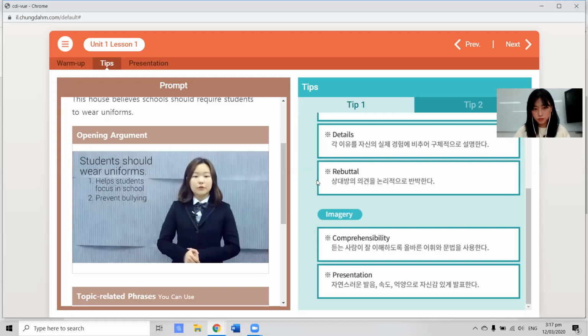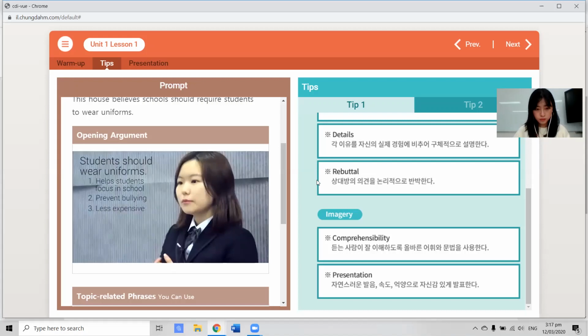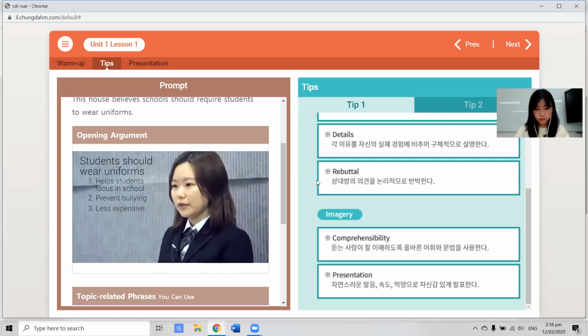Finally, uniforms are less expensive. The cost of school supplies is already a huge burden on families. Purchasing lots of different clothes in various styles is unnecessary and frivolous. With uniforms, parents can save money by only buying clothes that children need to school. There will be no pressure to buy the latest trends that some families cannot afford.